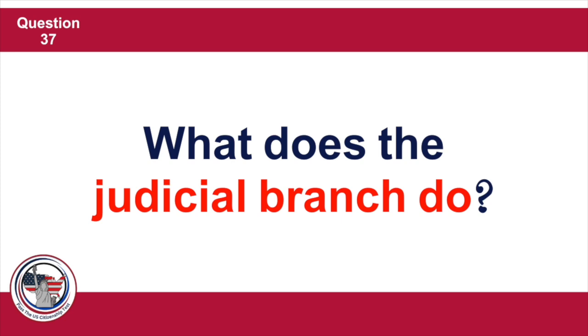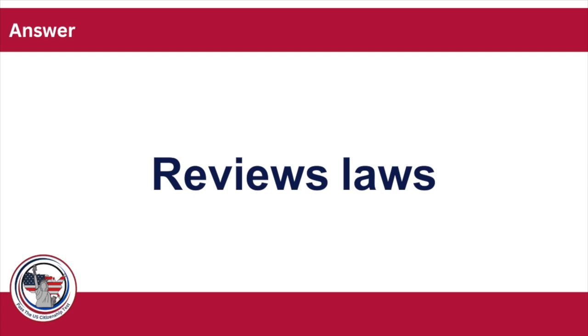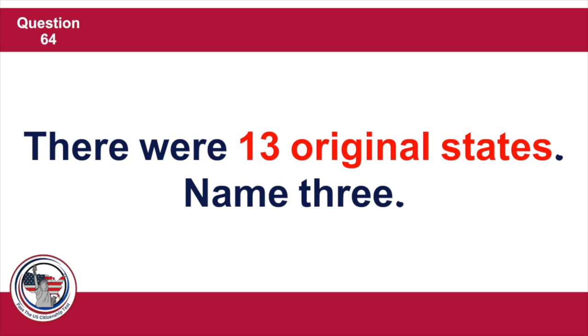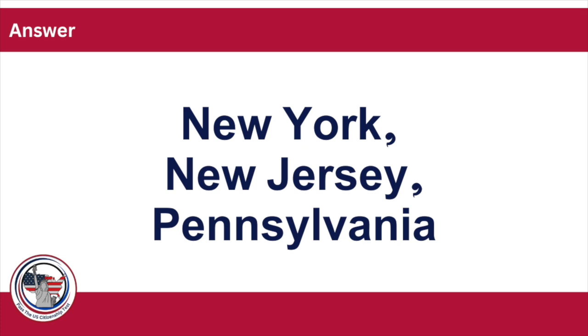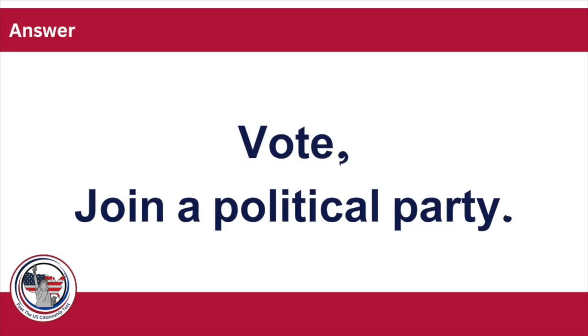What does the judicial branch do? Reviews laws. There were 13 original states. Name 3. New York, New Jersey, and Pennsylvania. What are 2 ways that Americans can participate in their democracy? Vote. Join a political party.